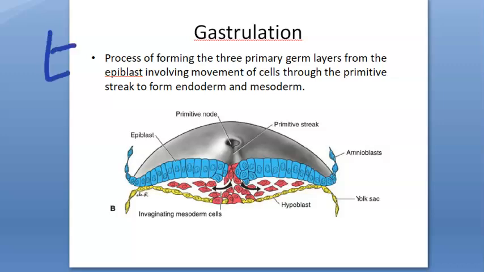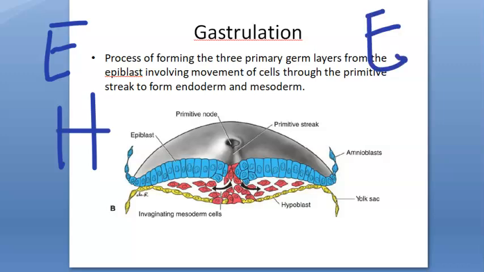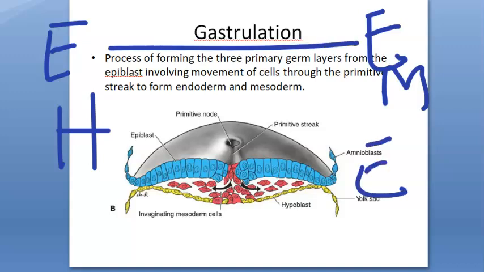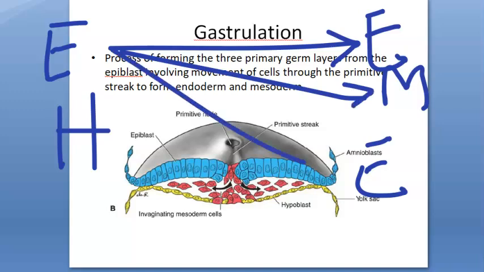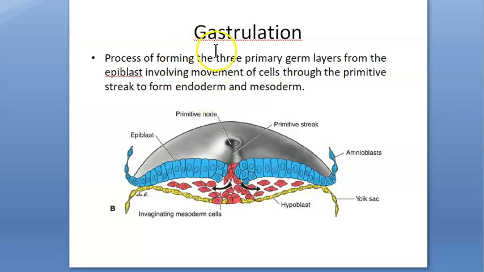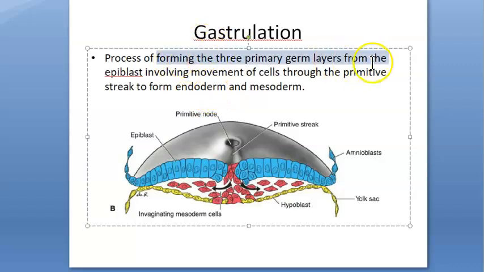Again, 2 becoming 3 is correct. So you have the epiblast and hypoblast, which are the 2 layers. Now it is becoming ectoderm, mesoderm and endoderm. But all these layers are actually coming from the epiblast only. Okay. So these epiblast cells will go through the primitive streak and form the 3 germ layers. So gastrulation is the formation of 3 primary germ layers from the epiblast. How? By the epiblast moving through the primitive streak.